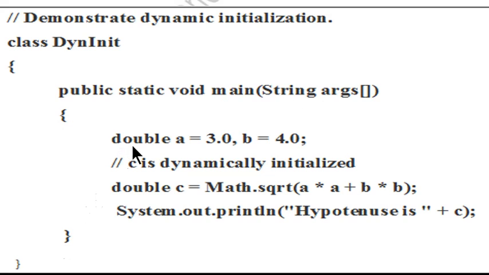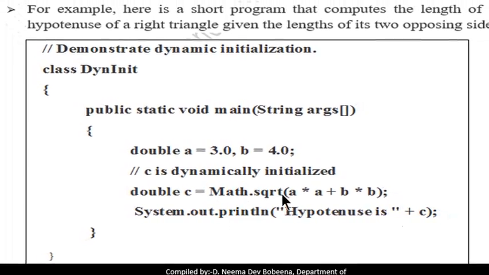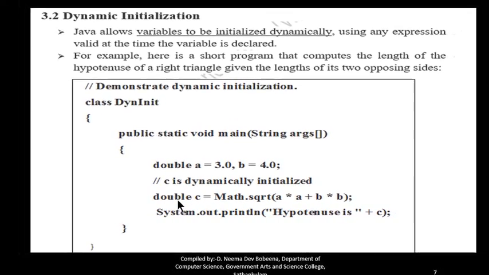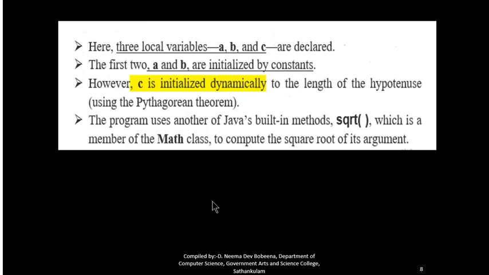This one is initialization during declaration. Double a = 3 and b = 4. Now we can see that c is dynamically initialized. Double c = Math.sqrt(a * a + b * b). Math is a class, and Math.sqrt of a square plus b square, and the value is displayed. This portion is called dynamic initialization: declaring and initializing at the place where we are using it is called dynamic initialization.